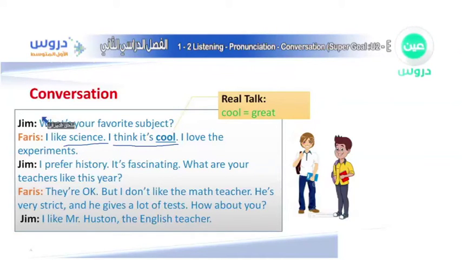What else? We have another reason. I think it's cool. Why is it cool? What do you think? Faris, I like science. I think it's cool. I love the experiments. So this is the main reason he loves the experiments. Excellent. Yes, it is. The experiments.